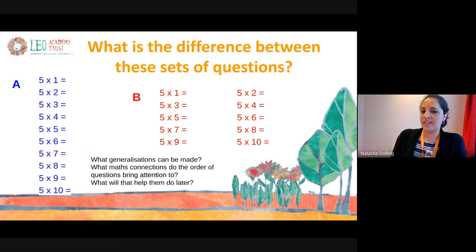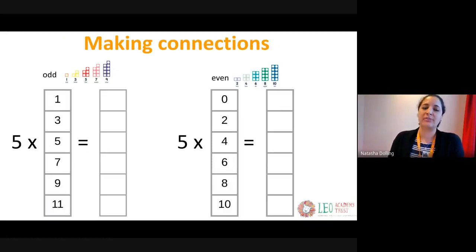And then even numbers times 5 on the right. Now, what generalizations can you make from doing the 5 times table in these different ways? What connections do the order of the questions bring attention to? And this is just another way of looking at it, 5 times an odd number versus 5 times an even number. So I'm going to have to tell you, because unfortunately we're not together, but 5 times an odd number will always end in 5. And 5 times an even number will always end in 0.